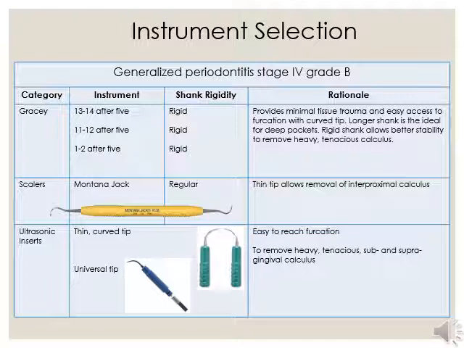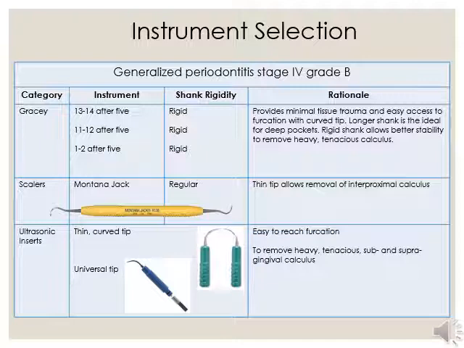For the scalers, I chose the Montana Jack, regular rigidity. This is good because it has a really thin tip that is best to remove interproximal calculus.